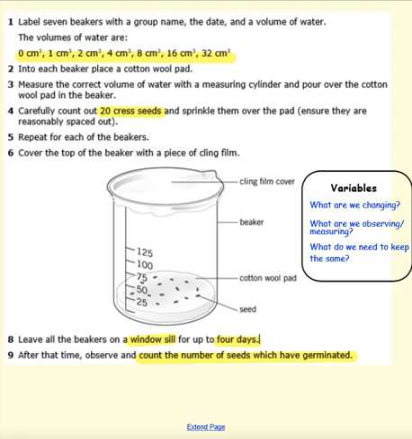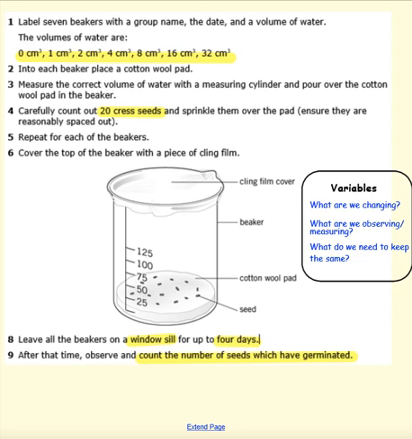We would place our seeds and the water onto a piece of cotton wool. These seeds might be cress seeds, something that grows relatively quickly. We'd measure each volume using a measuring cylinder and pour it over the cotton wool pad in the beaker. Count out 20 cress seeds and sprinkle them over the pad, ensuring they are spaced out. Repeat that process, counting out 20 seeds for each beaker, and then cover the top of the beaker with some cling film and leave all the beakers on a windowsill for about 4 days.